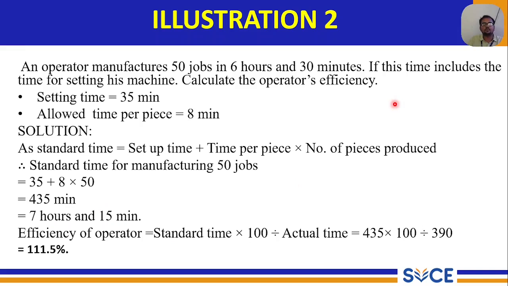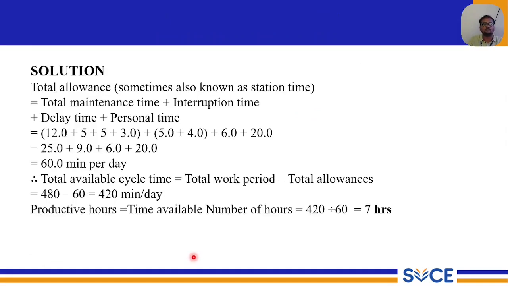How do you calculate the operator's efficiency here? You calculate it by comparing with your actual time. The ratio of your standard time and your actual time will give you the efficiency of the operator. So 435 is your standard time, and the ratio is with 390. 390 here refers to 6 hours and 30 minutes: 6 hours is 6 into 60, which is 360, plus 30 minutes is 390 minutes. So the efficiency of the operator here is 111%. You could infer that it is well above the required limit of 100%. So the operator is working to his highest potential and is much more efficient to the organization.